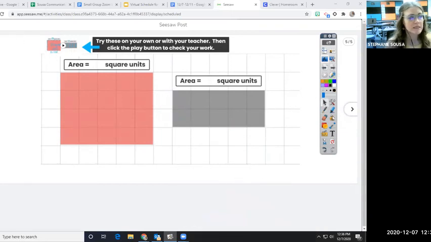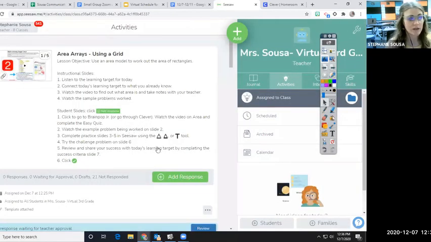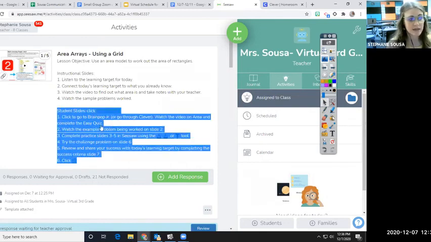You are going to get some practice today with looking at area of given rectangles and squares. You're going to be using a grid. So today you're going to see examples that have the squares drawn for you. We've done all of the instructional slides together. Here is your independent work, and you guys can't see it yet because I still have it locked. So yes, I'm aware of that.